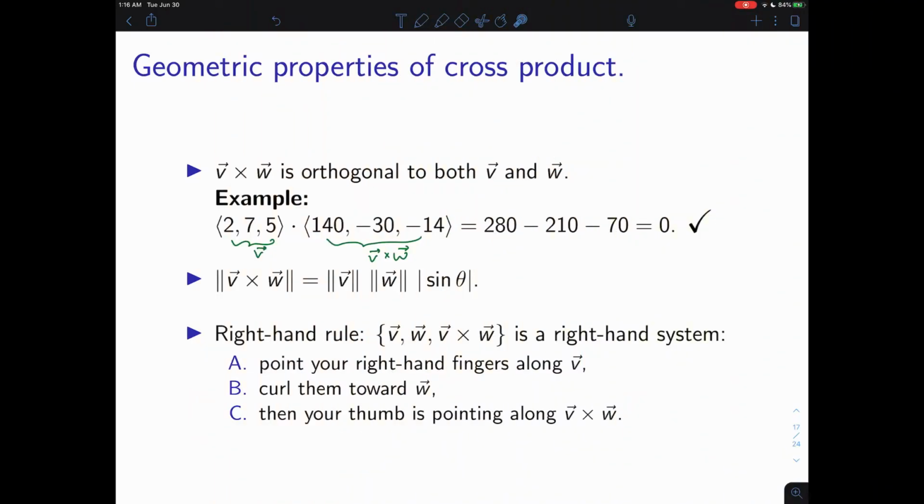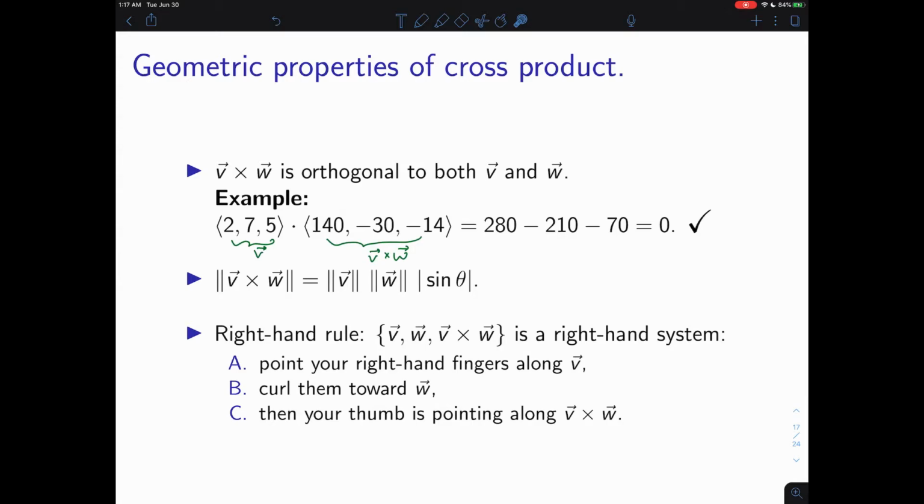Now, how much of the geometric properties do we know at this point? Well, we know the magnitude of our vector. Do we know the direction? If you think about it, we almost know the direction. We know the line that V cross W is on, but we don't know which way it's pointing on that line. It could be pointing one way or the other way. It could be flipped. And there's this right-hand rule to tell us which direction it's pointing in.